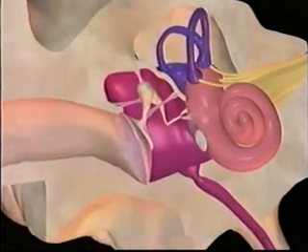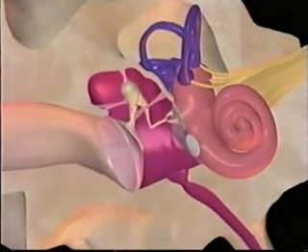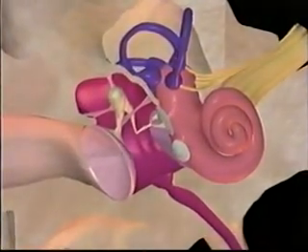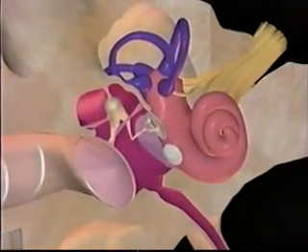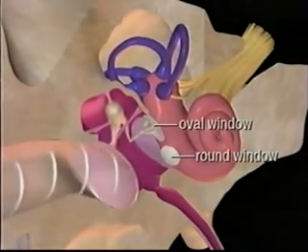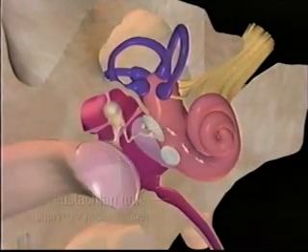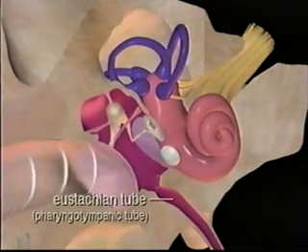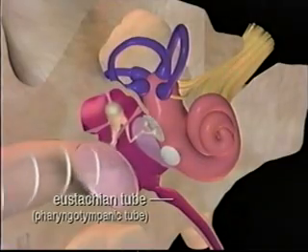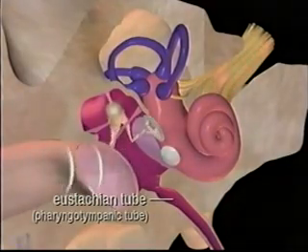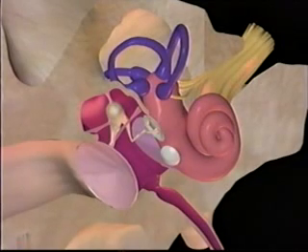The middle ear is flanked laterally by the eardrum and medially by a bony wall with two membrane-covered openings, the oval window and the round window. Running from the middle ear to the nasal pharynx is the eustachian or pharyngotympanic tube. The tube allows air pressure in the middle ear to equalize with air pressure in the atmosphere.